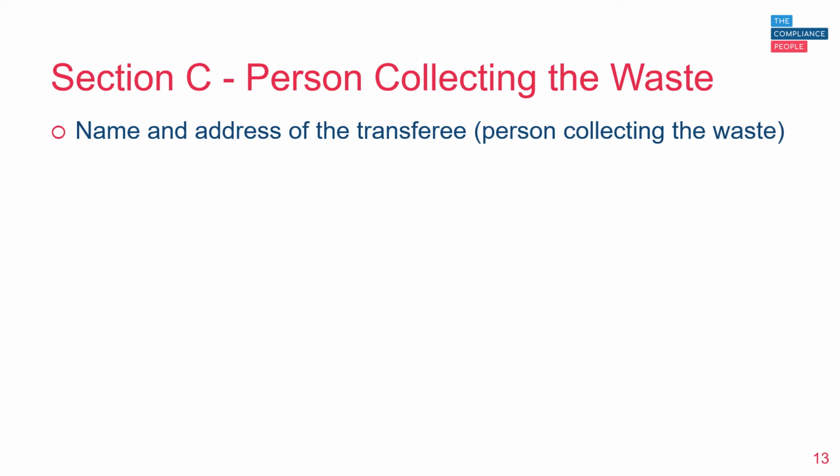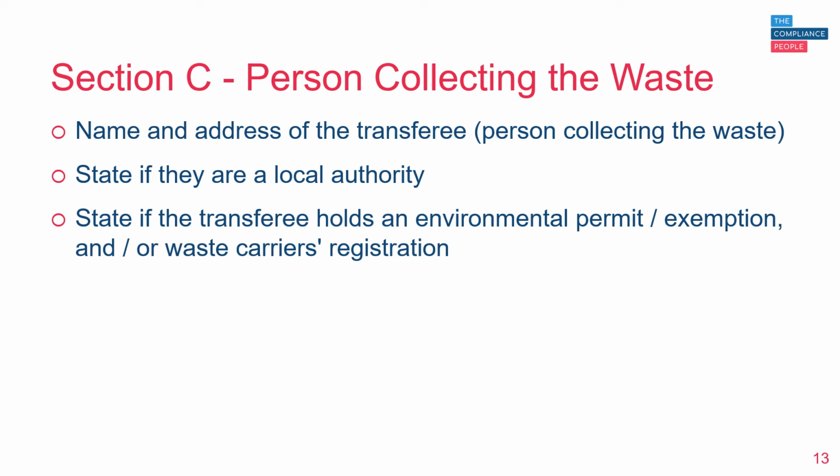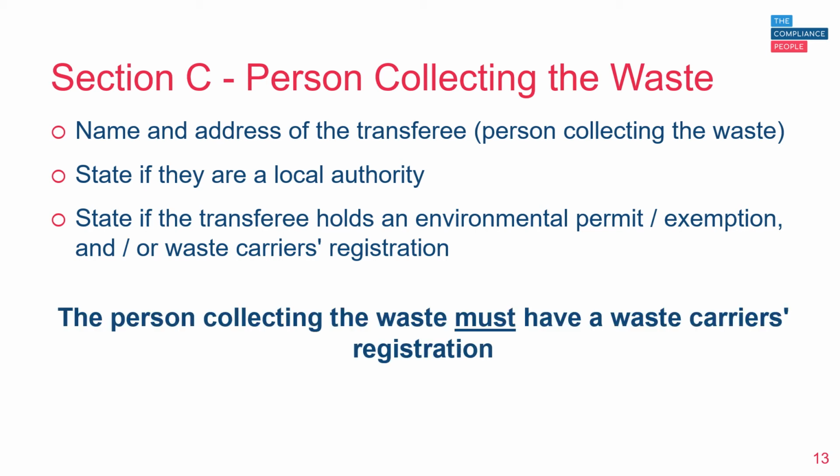So we'll move on to section C now, and this section of the transfer note is all about the person collecting the waste, often known as the transferee. In this section, you need to have the name and address of the transferee, the person who's collecting the waste. You need to state if they're a local authority or not. State if they hold an environmental permit, an exemption, and/or a waste carrier's registration, and if so, include details of that, including the permit number or registration number. It's worth bearing in mind that the person collecting the waste must always have a valid waste carrier's registration. If that's to collect your business waste, it will be an upper tier registration, and that must be in date and not have expired. You can check that on the Environment Agency Public Register.